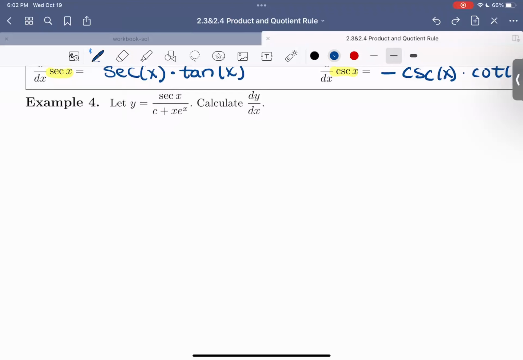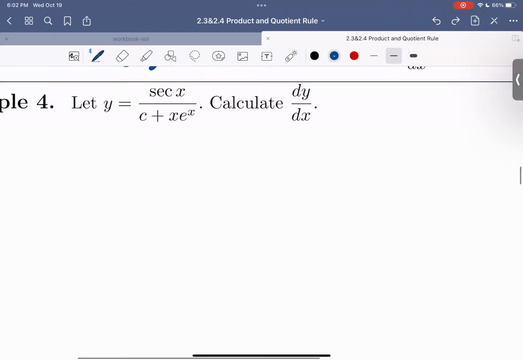All right, so at this point, I'd like you to pause the video and set up the derivative of this function. So keep in mind that overall, what's happening in this function is we have a quotient going on. So we want to use the quotient rule. So try to write out that formula, and then we'll compare answers together. All right, let's do it.